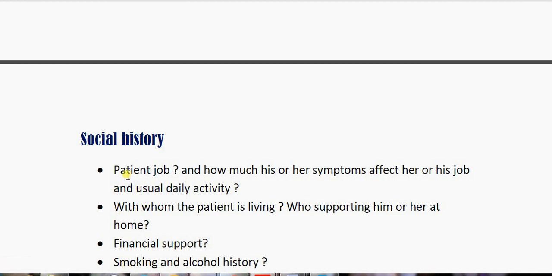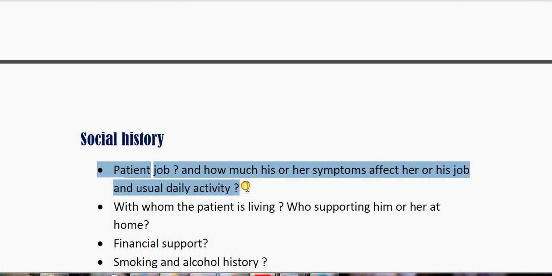May I know what do you do for a living, or what's your job, and how much his or her symptoms affect her or his job and usual daily activities. This point is very important to be asked. Why? Because the symptoms of the patient or his disease may affect his job.